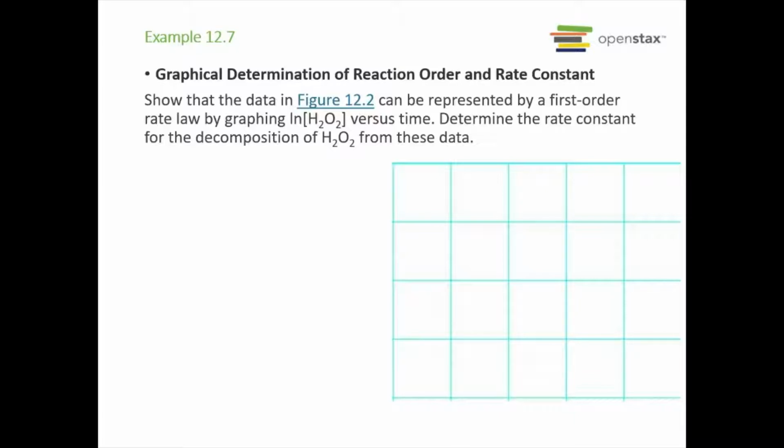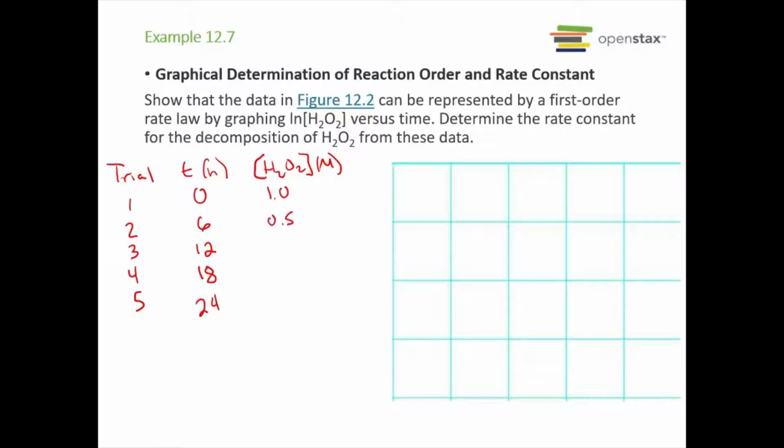So looking back, we're given a table. We have these different trials, and they gave us a time in hours and the concentration of H2O2 in molarity. Okay, so we have trials 1, 2, 3, 4, and 5. Time 0, 6, 12, 18, and 24 hours. Our concentration 1.0, 0.5, 0.25, 0.125. I'm kind of ignoring the extra zeros. I know I shouldn't because of sig figs, but there's only so much writing I want to do in a day.